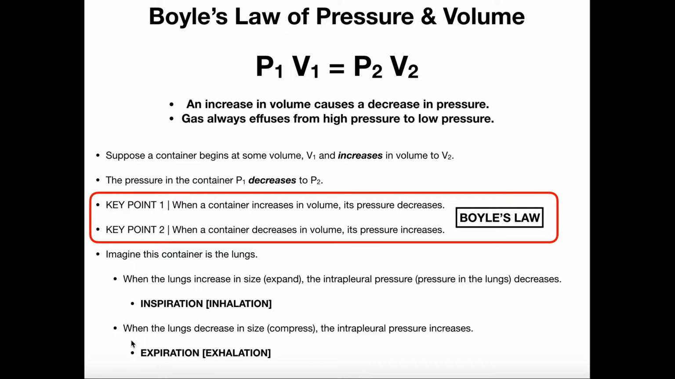Now, conversely, when the lungs decrease in size, meaning they compress, then the intrapleural pressure increases, because in this case, the lungs are decreasing in volume because they're compressing. And so in that case, the intrapleural pressure, that is the pressure inside the lungs, increases. This process we typically call exhalation, but in the context of the respiratory system, expiration. And I'm going to use these two terms, inspiration and expiration. But in layman's terms, inspiration means breathing in, expiration means breathing out. And really to understand any of the stuff on the following slides, you should understand Boyle's Law. Pressure and volume are inversely related.